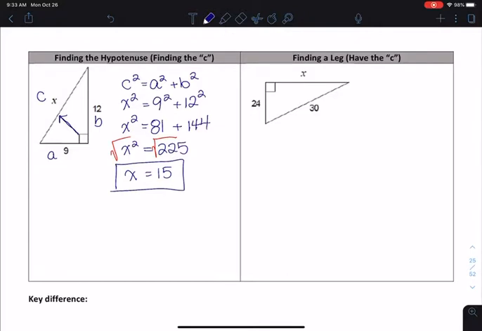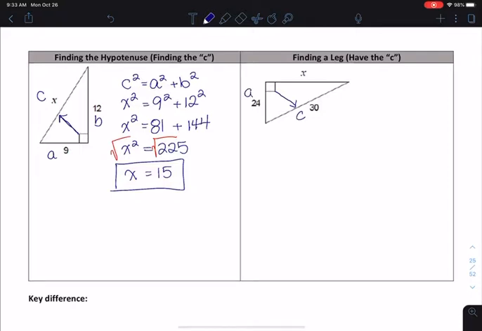Let's look at the difference between that and when we have C given to us. So if we look at the next triangle, notice that the opposite side, C, has a number on it. We label the other two sides A and B, and I'm going to start this one with A squared plus B squared equals C squared. It really doesn't matter which order you write that in. Replacing what I have, so if A is 24, so we have 24 squared plus X squared because B is X, and C is 30, and we're going to square that.